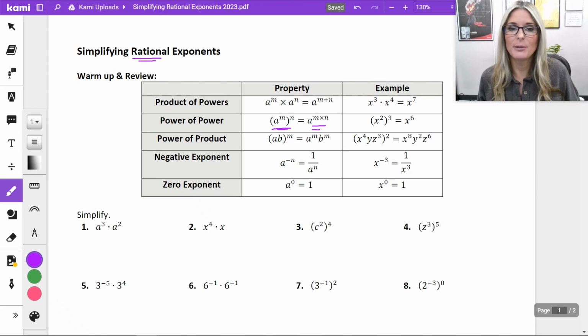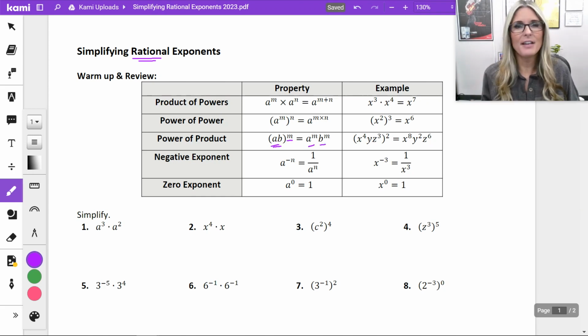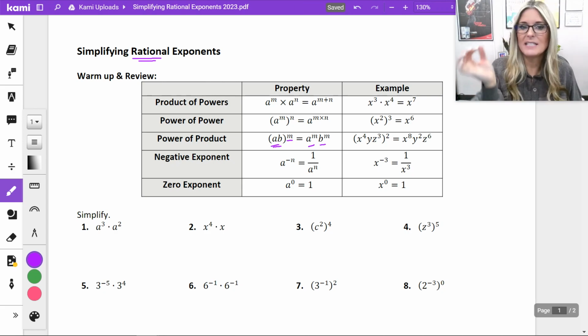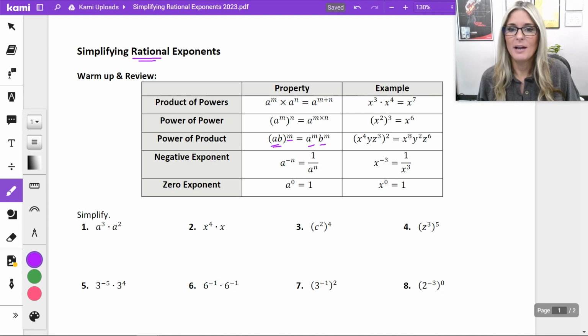The third exponent rule that we have is power of a product. So if you have two things inside parentheses that have an exponent with it, they each get that exponent. I think of this one with like that distributive property. Each thing inside the parentheses is getting that exponent. The example, we have x to the fourth, y, and z cubed all being squared.